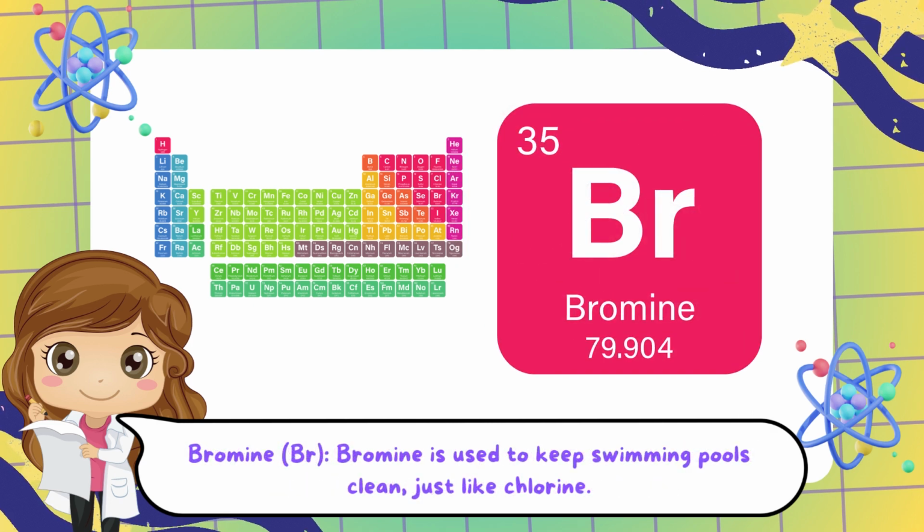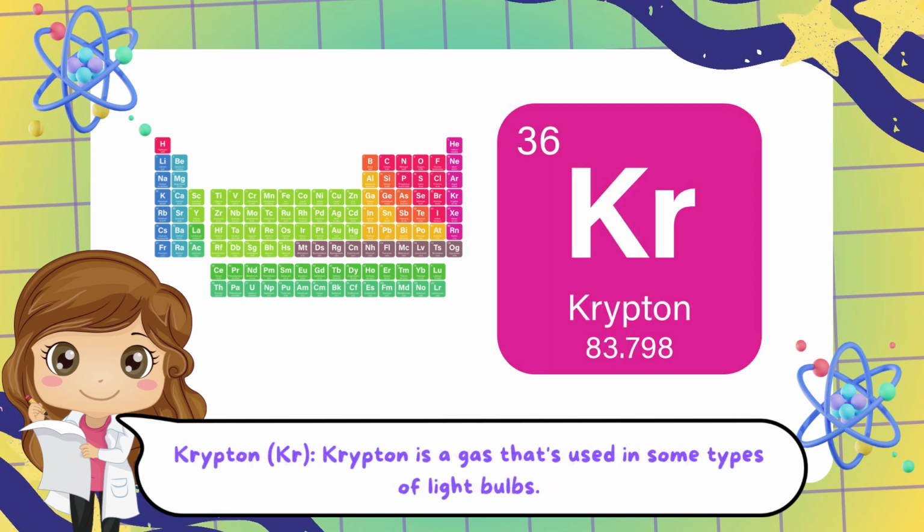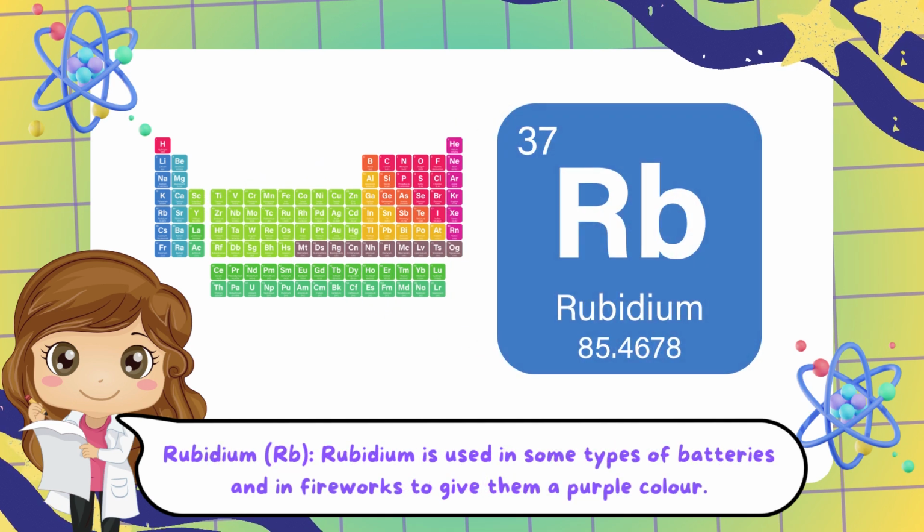Bromine, Br. Bromine is used to keep swimming pools clean, just like chlorine. Krypton, Kr. Krypton is a gas that's used in some types of light bulbs. Rubidium, Rb. Rubidium is used in some types of batteries and in fireworks to give them a purple color.